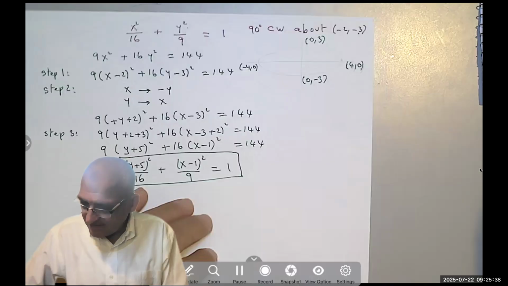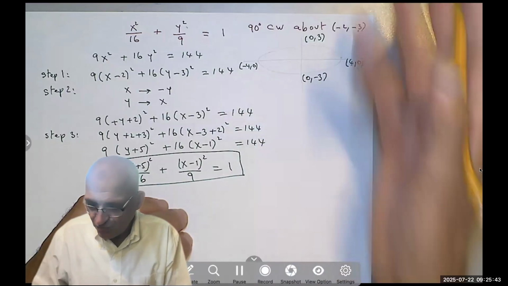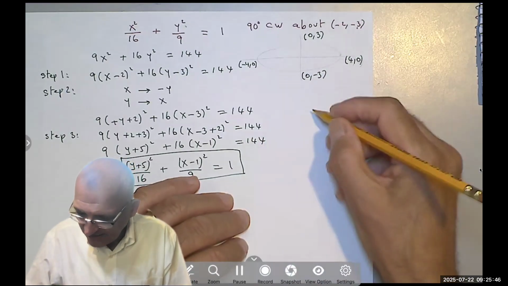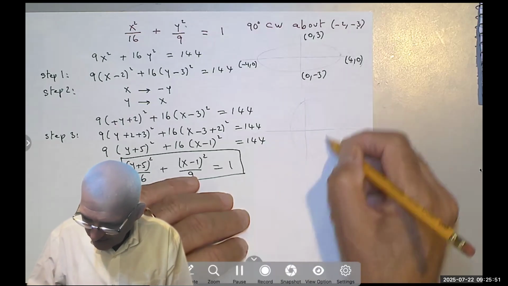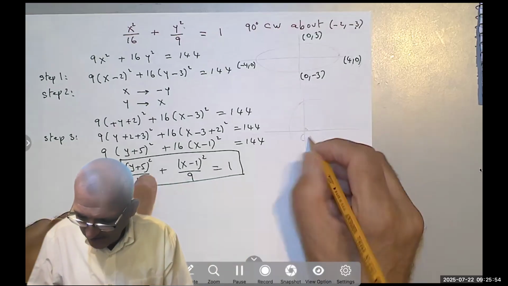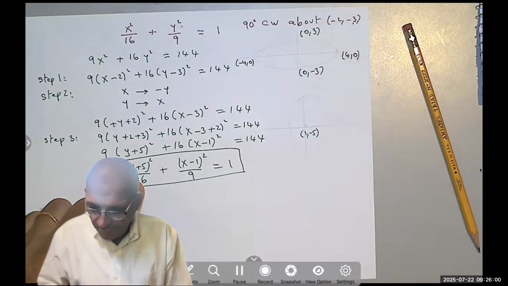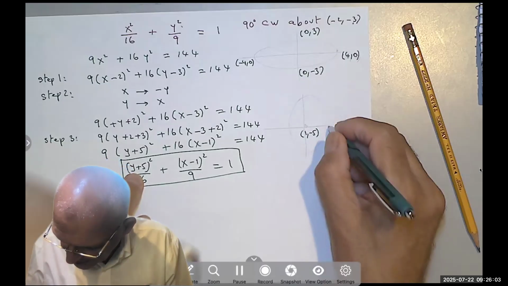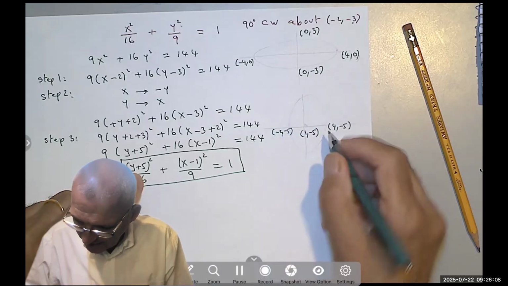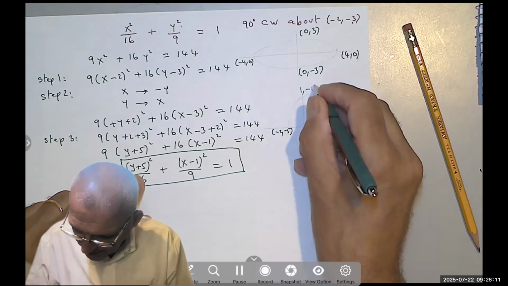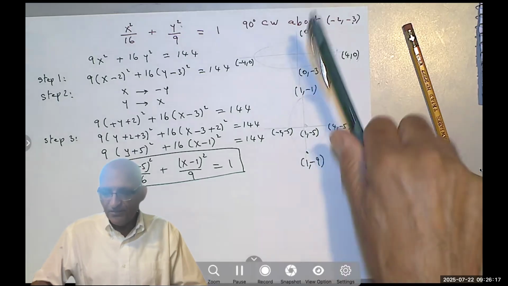What happened is that after I rotate that clockwise about a point -2 and -3, which is a point here, I ended up with an ellipse that has the center at 1 and -5. This is 3 to the right, so it's 4 and -5, -2 and -5. I went up 4, so 1 and -1, and 1 and -9. I ended up from here to here.